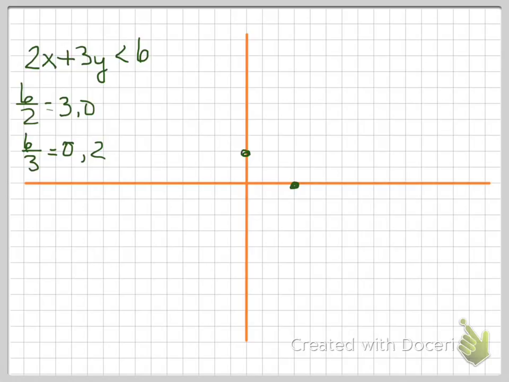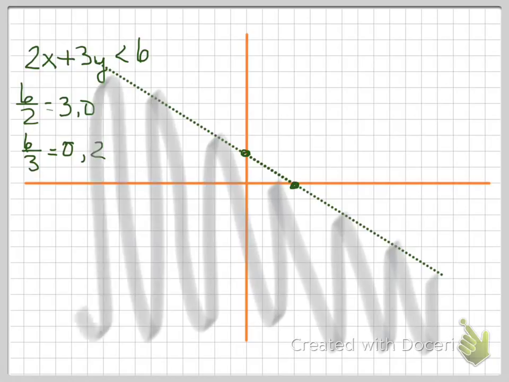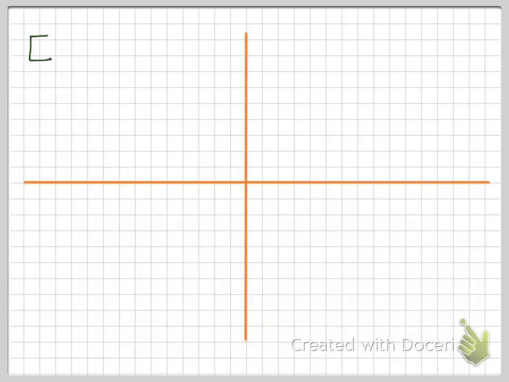This is a broken line, so we're going to make this into a broken line. And then this is shaded below, so I'm going to shade below. Now, the only problem with this when you want to use the intercepts to graph is you have to be careful that if it's got a minus in front of the y, you need to make sure that you switch the direction of the inequality.